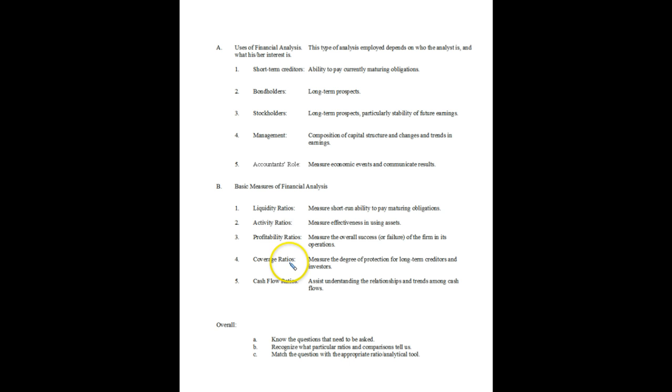Here are the typical kinds of ratios, and we break them out into categories. Chapter 24 of your book really lists the first four. I want to stop for just a sec, and I want to refer to that as well.